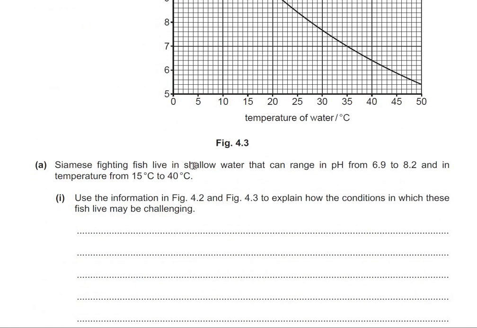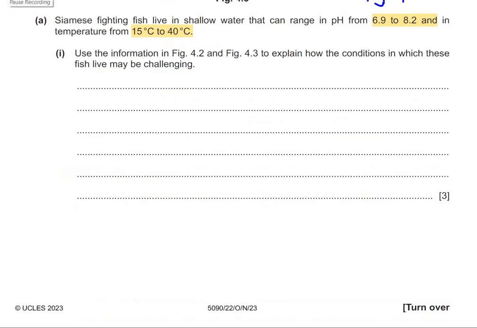Okay, so Siamese fighting fish live in shallow water that can range in pH from 6.9 to 8.2 and at temperatures from 15 to 40 degrees. Use this information, like in figure 4.2 and figure 4.3, to explain how the conditions in which these fish live may be challenging. So the best way to approach this question is to look at the graphs again.